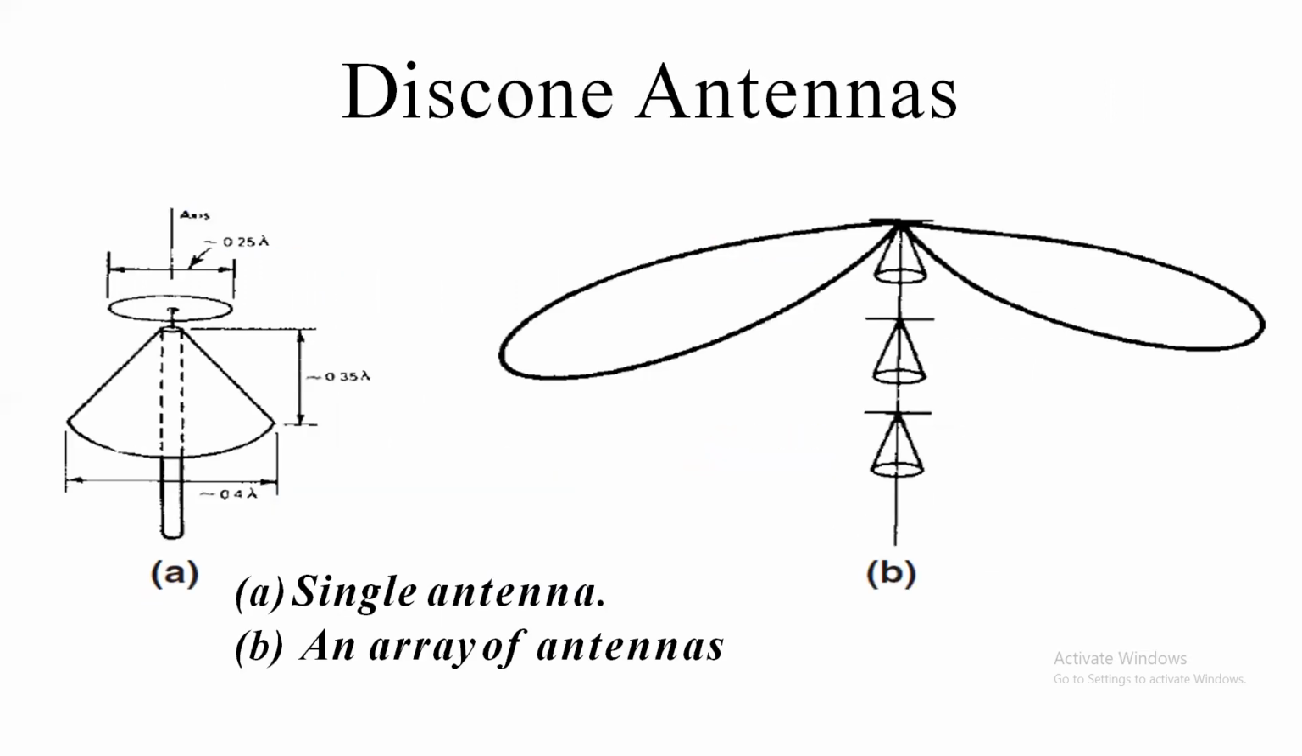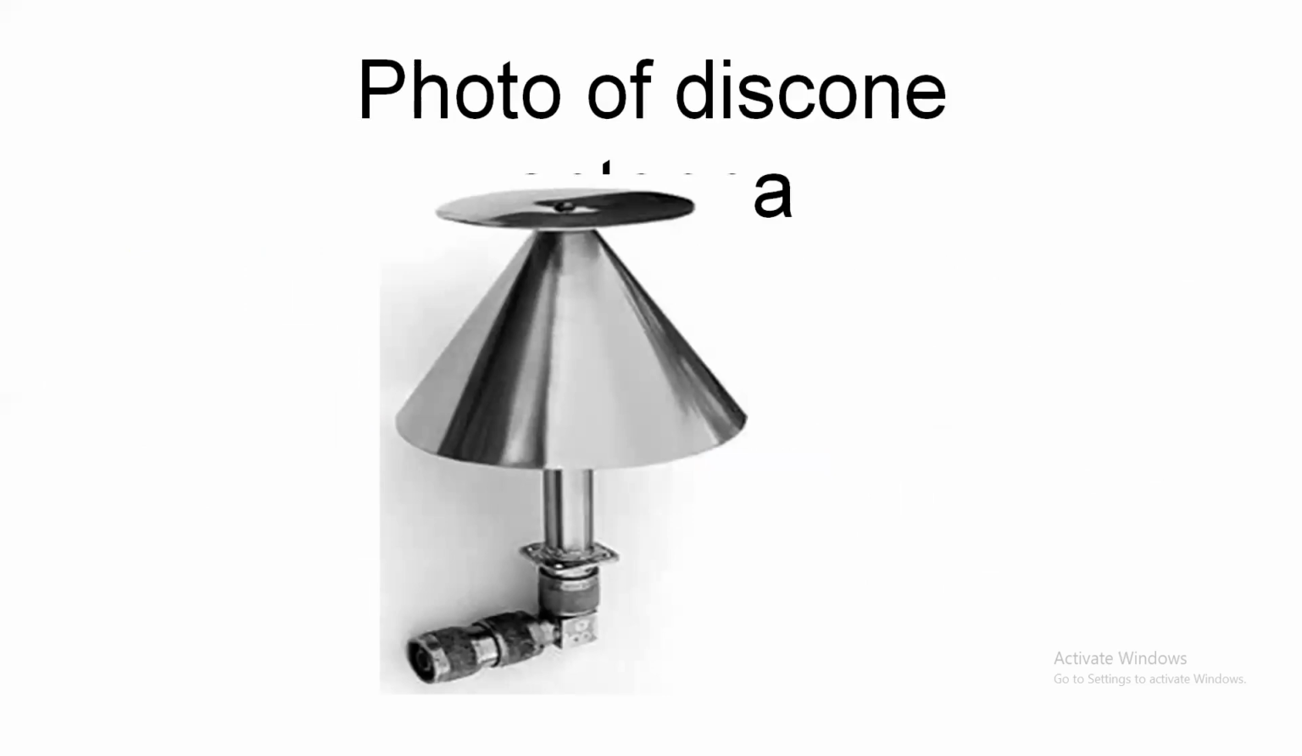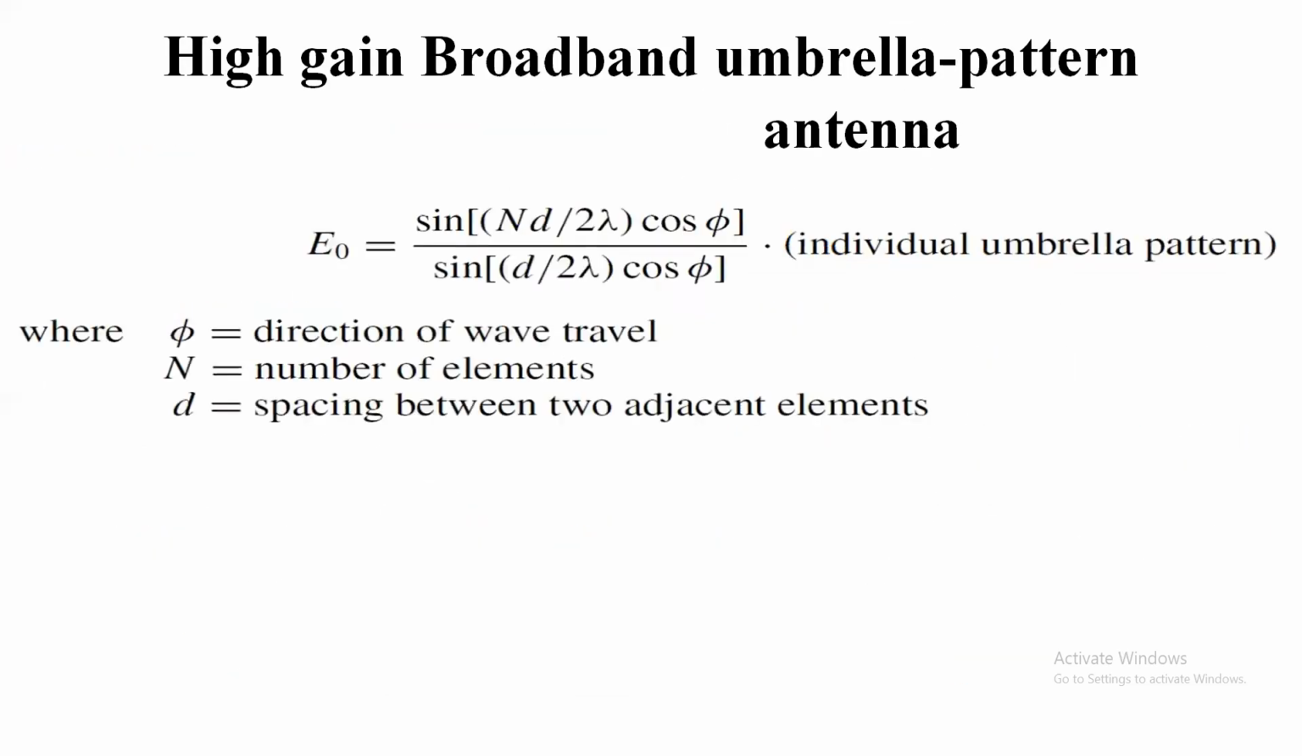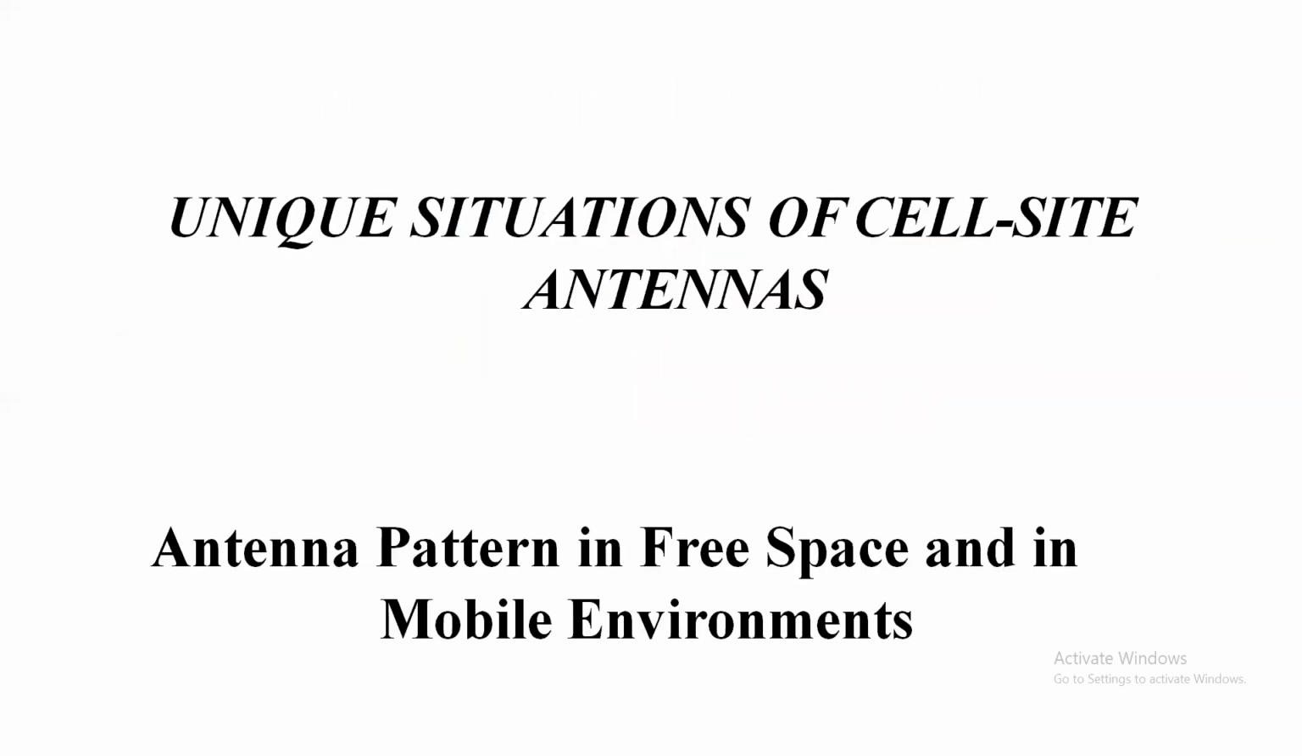These are different antennas. These antennas come under broadband high gain umbrella antennas, right? These were discussed in the last class. This is about the radiation pattern. Also, this is the high gain broadband umbrella pattern antenna. This is the formula for it. In today's class, this is about unique situations of cell site antennas.